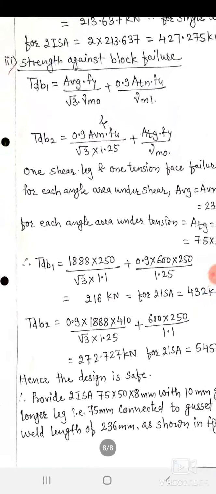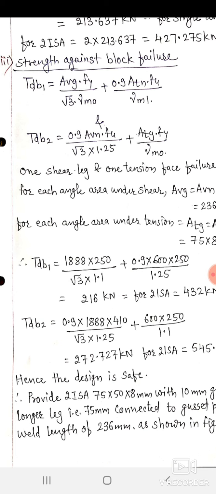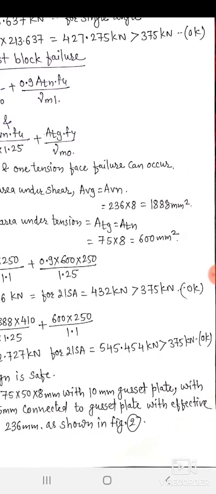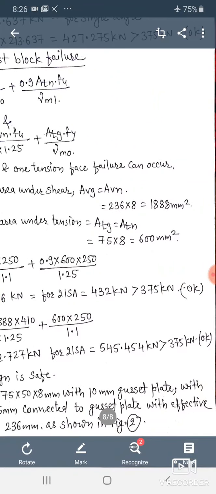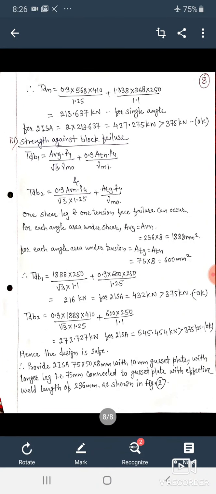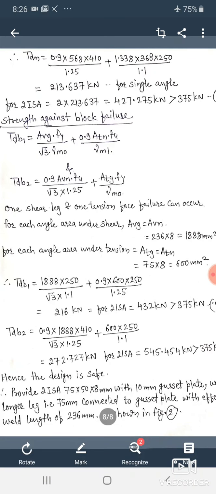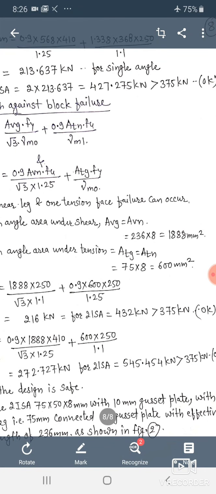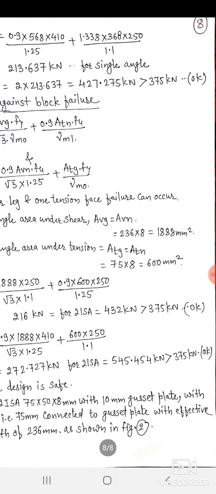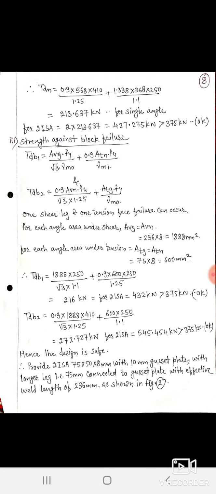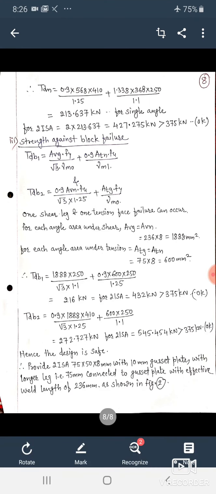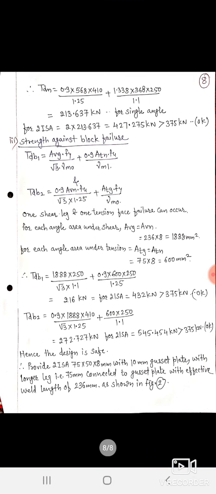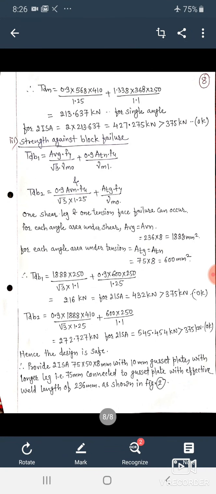So the final conclusion we have to mention: therefore provide 2 ISA 75 by 50 by 8 mm with 10 mm gusset plate, with longer leg, that is 75 mm, connected to gusset plate with effective length of 236 mm as shown in figure 2. So this is the end of the design problem. This is the end of design of tension member with bolted connection and with welded connection. Thank you.